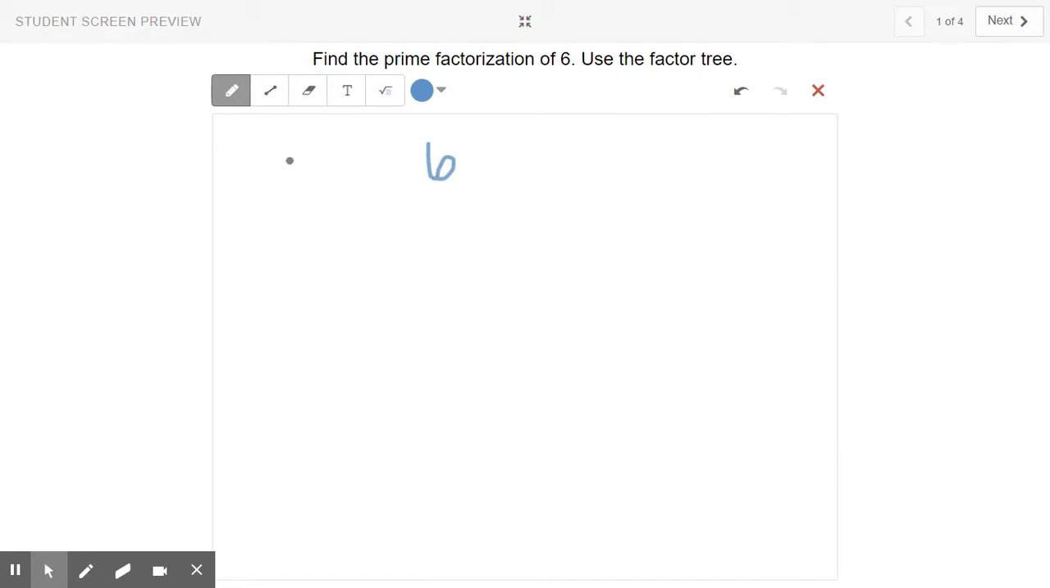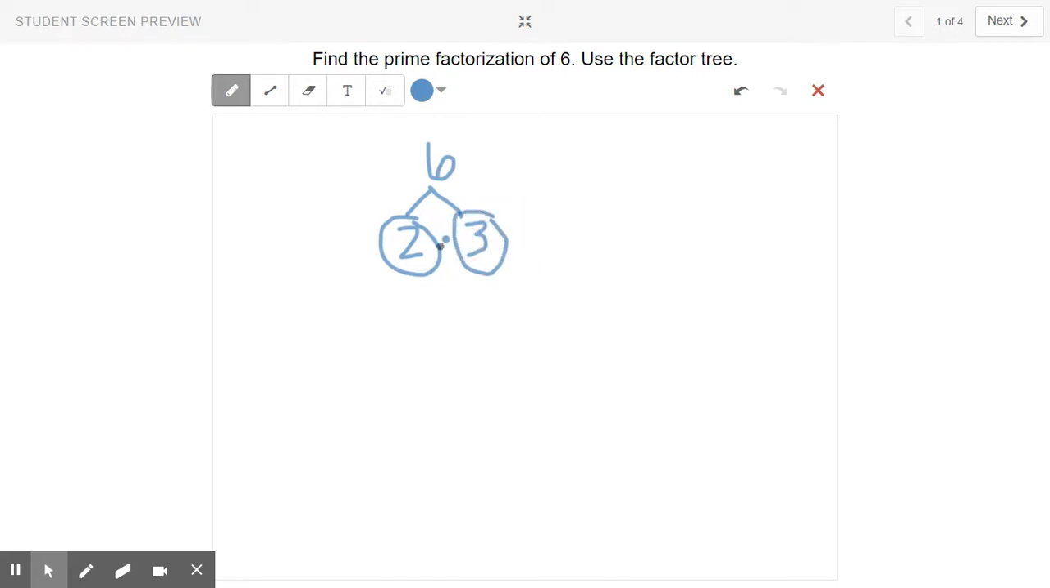We know 1 times 6 makes 6 and 2 times 3 makes 6. Now we're not going to use 1 times 6 because 1 is not prime. I'm trying to break the number 6 down to prime factors. So I could use 2 times 3. So I'm going to write 2 times 3. And remember, you circle any numbers that are prime. So that 2 is prime and 3 is prime. And guess what? We're done.